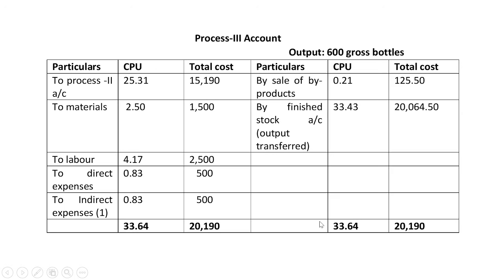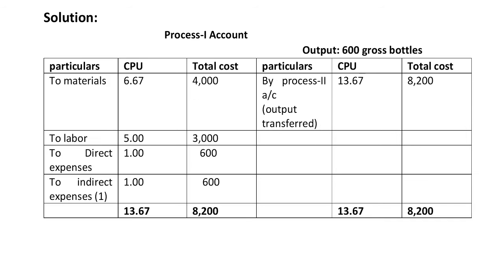Now coming back to the actual process account, in process 1 this is all the information there is, and for this information, since it has to be transferred to the next process, we have to take it as by process 2 account. So it comes as it is, 8213.67. This will be stated for the next process.